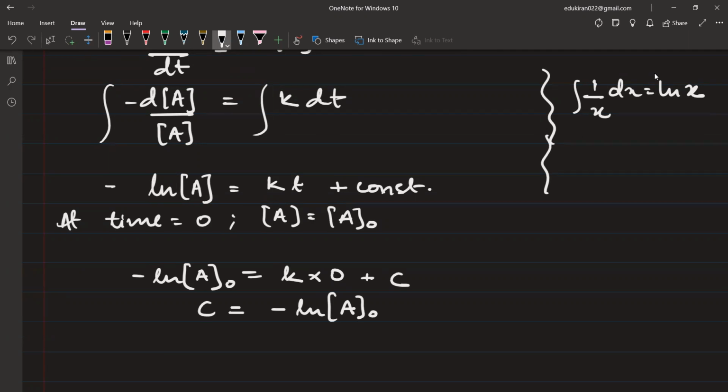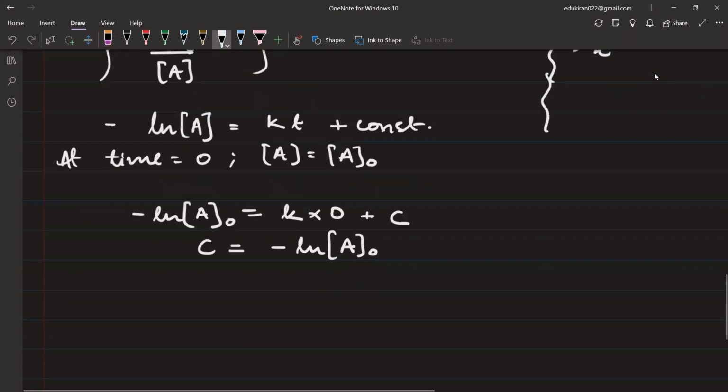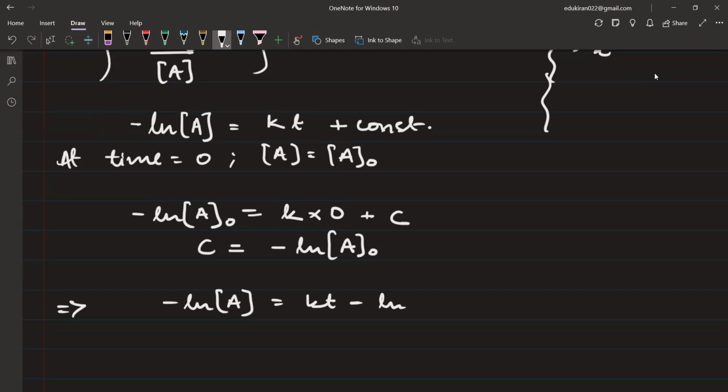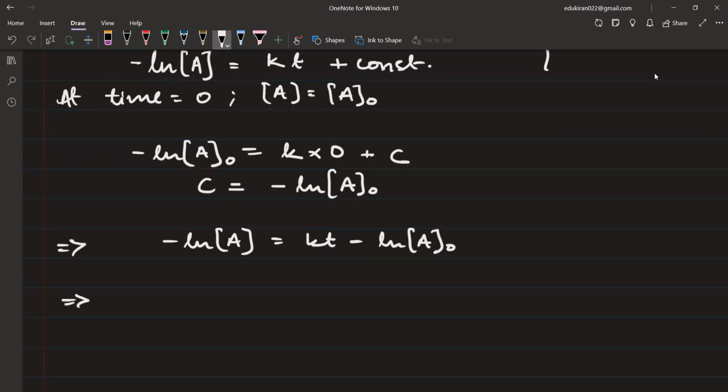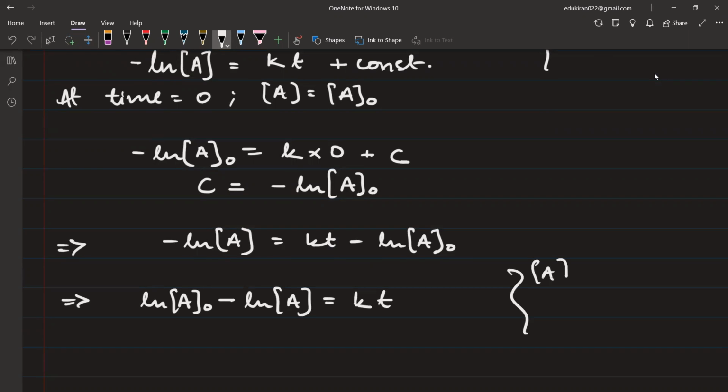Now, once we have got the C, we will plug in the value of C because C is a constant. It does not depend on anything. It is a constant in this particular equation. Now this is going to give me minus ln of A is equal to kt, and here we are having minus ln of A naught. Now this equation is very similar to the previous equation that we saw. This is equal to ln A naught minus ln A is equal to kt. If you remember, the zero order reaction was A naught minus A is equal to kt. Now what we have just added here is the ln part. There is no difference.